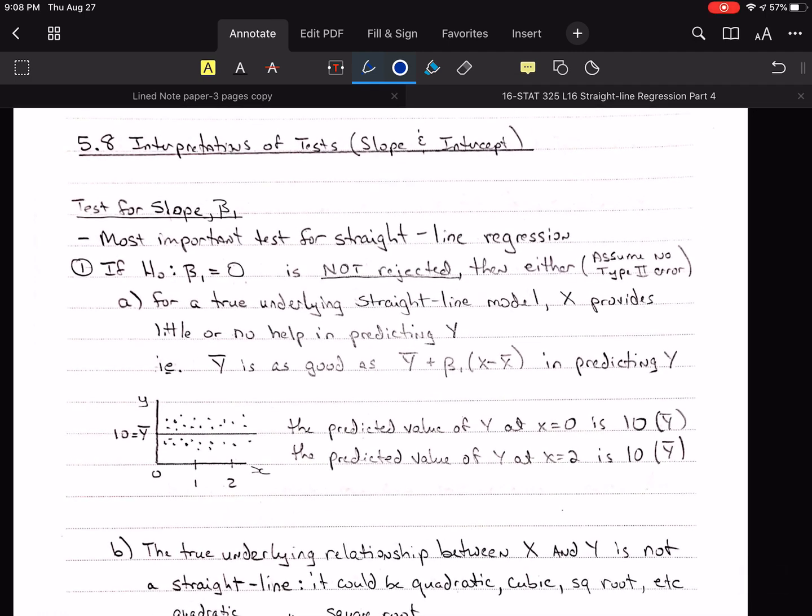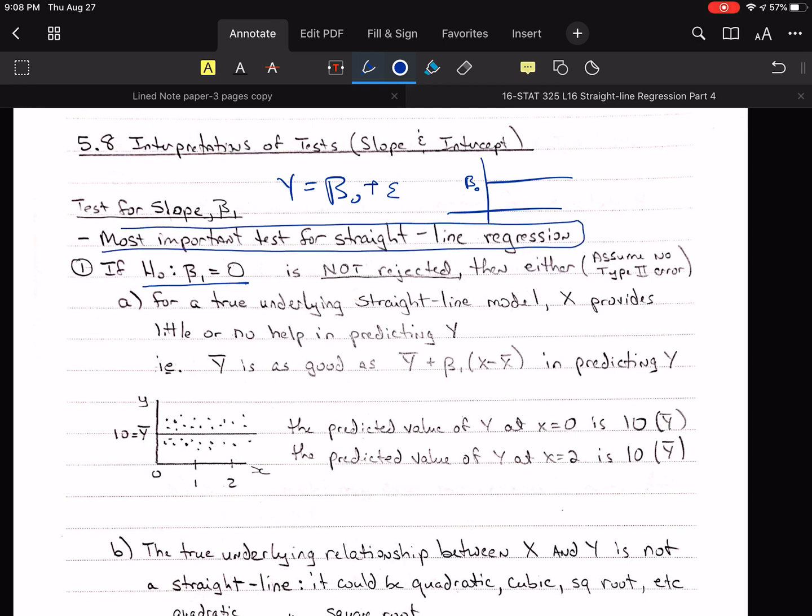We're going to start with the slope. When we test for the slope, most of the time, our hypothesis statement is that the slope is equal to 0. If the slope is equal to 0, then basically we have y is equal to beta naught plus e, which is a constant. That's the same as just a line at beta naught, okay? So this is the most important test when we're doing straight line regression, is the slope, because it determines whether or not we have a linear relationship or just a constant relationship.